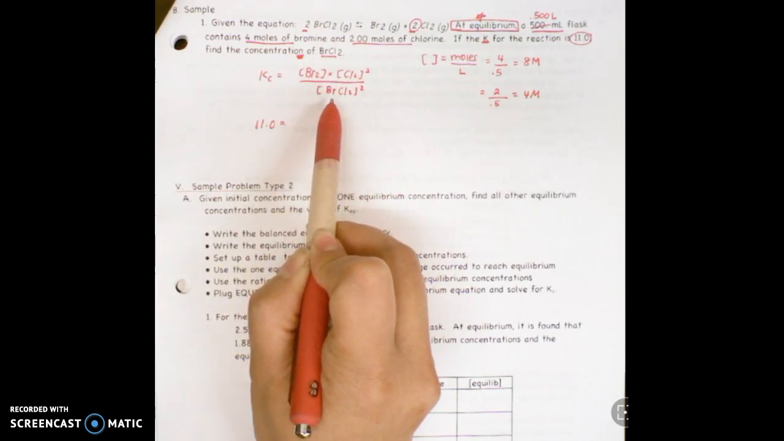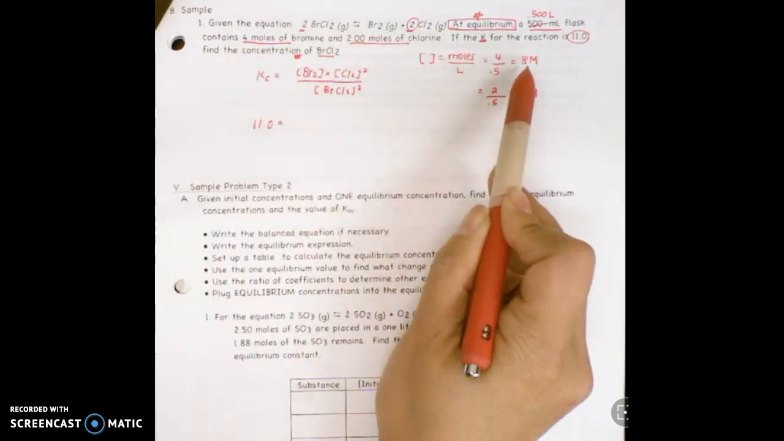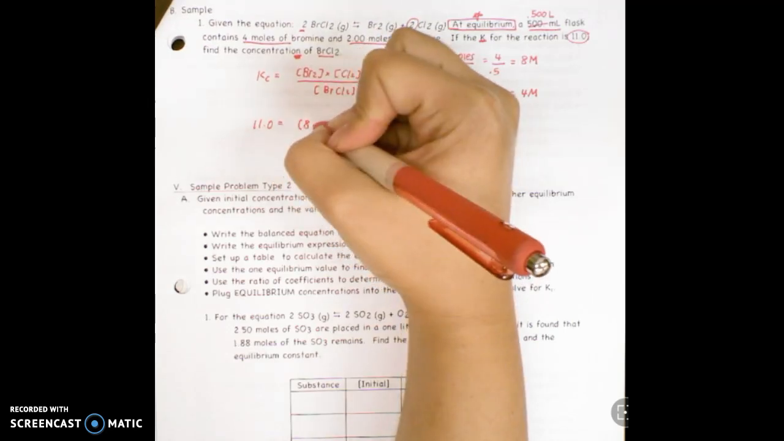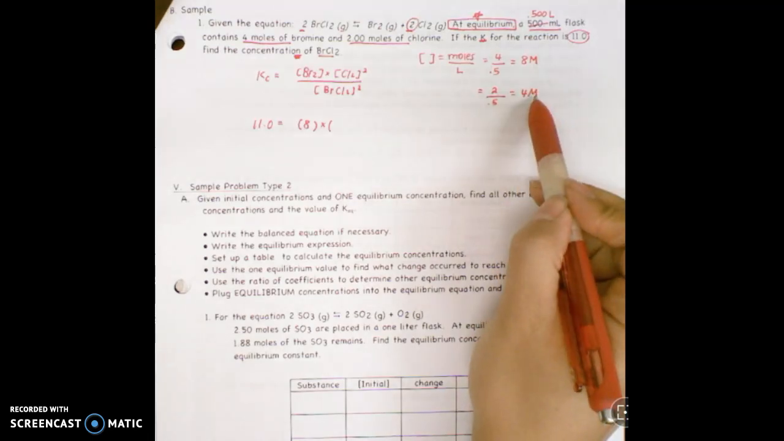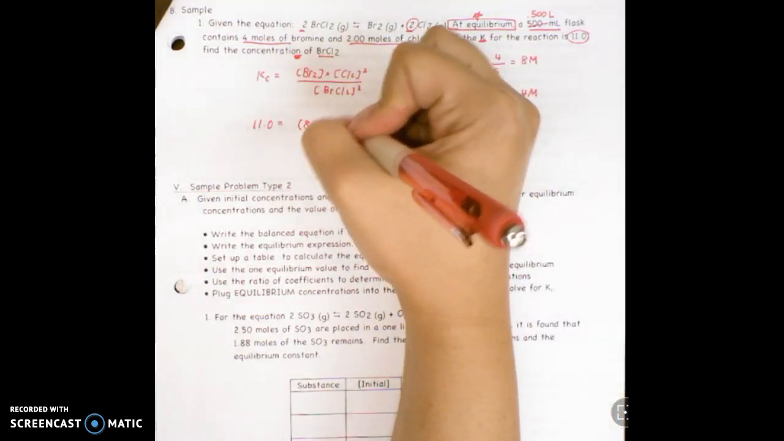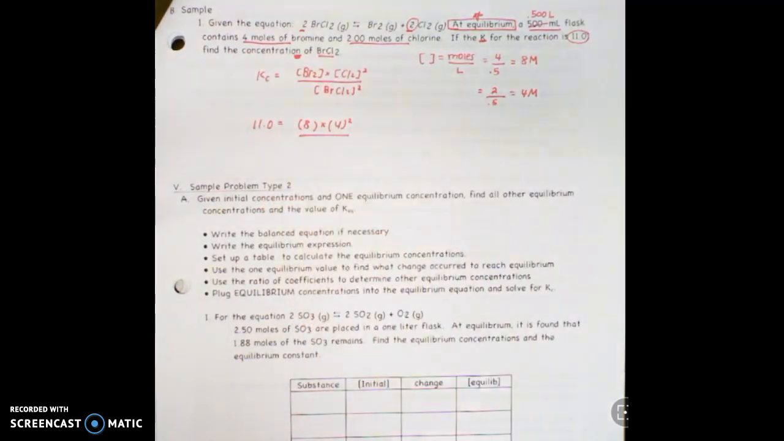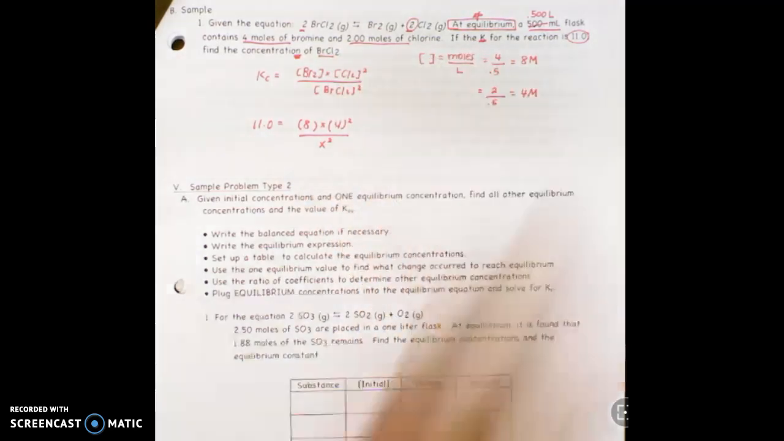So let's go ahead and plug stuff in. The concentration of bromine, we determined up here it was 8. So we have 8 molarity times the concentration of chlorine, which we got 4, and it's 4 squared, 16, right? And we're going to divide this by the concentration of bromine chloride, which we don't know. And remember that it's not just x, but it's x squared.